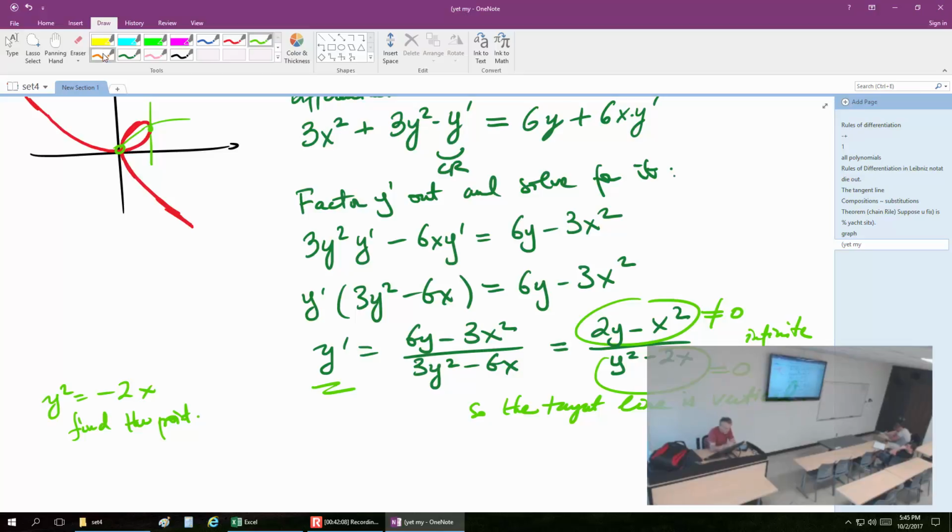Under what circumstances do we have a horizontal tangent line? That's easier. The numerator equal to 0, the denominator not equal to 0. That's the horizontal tangent line. So as you can see, 2y is equal to minus x squared equal to 0. Where is it? It's here somewhere. Okay. So as you can see, you can study the curve pretty extensively by looking at all the possibilities.